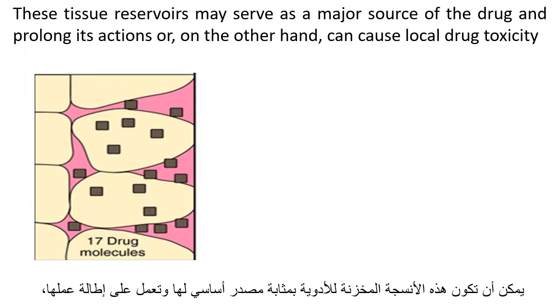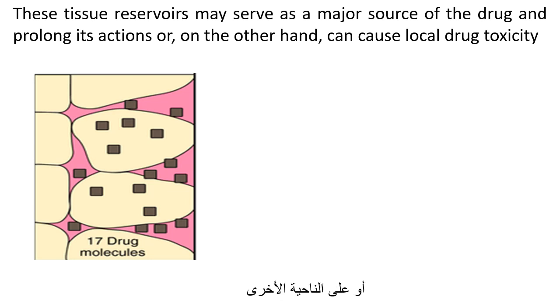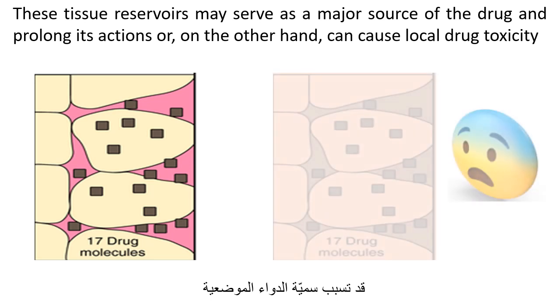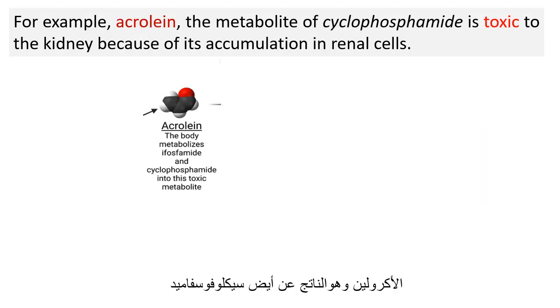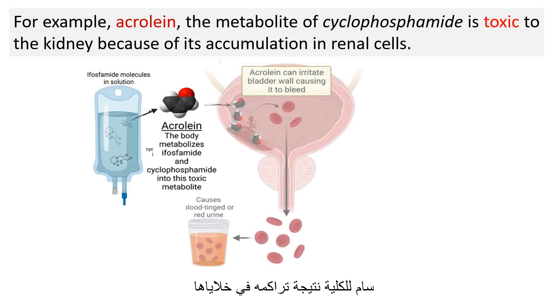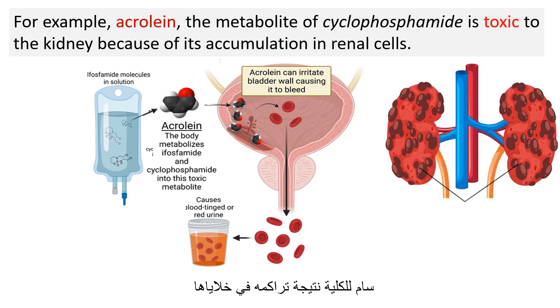These tissue reservoirs may serve as a major source of the drug and prolong its actions, or on the other hand, can cause local drug toxicity. For example, acrolein, the metabolite of cyclophosphamide, is toxic to the kidney because of its accumulation in renal cells.